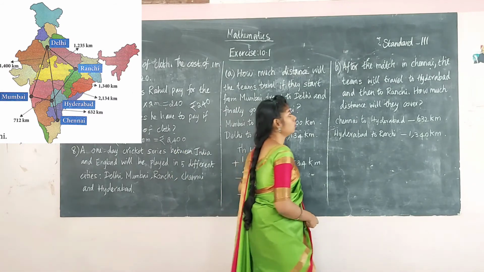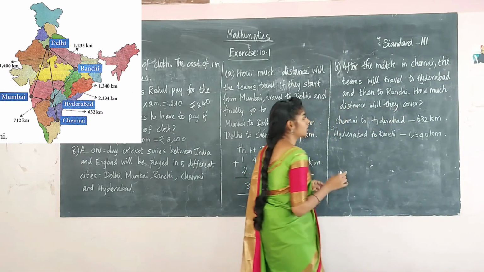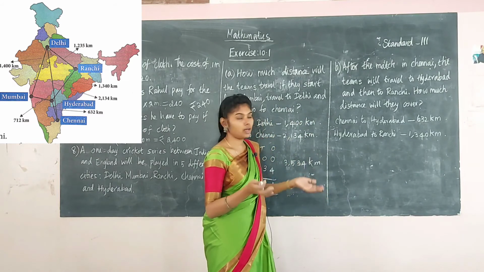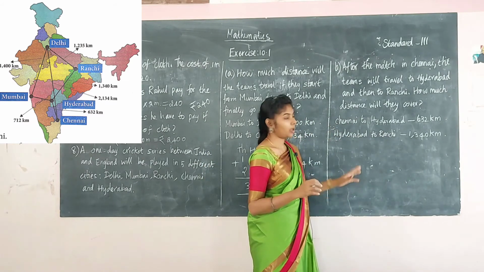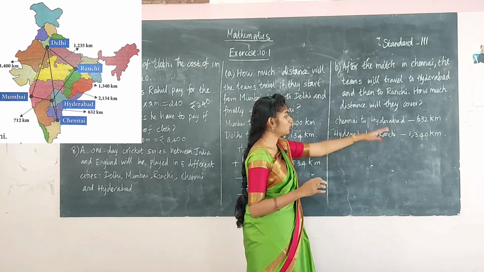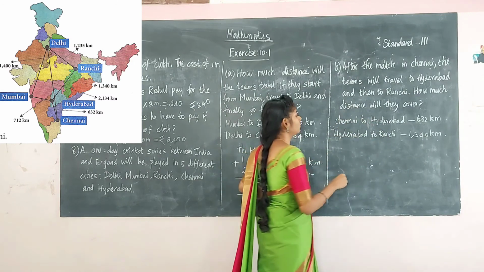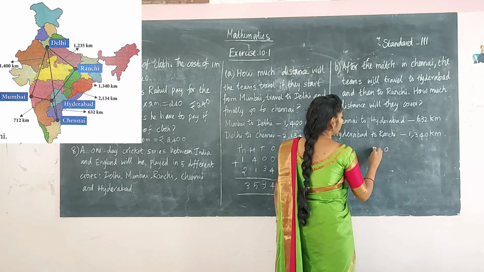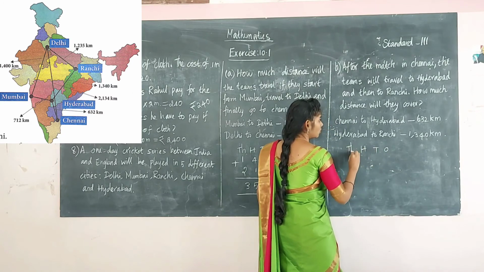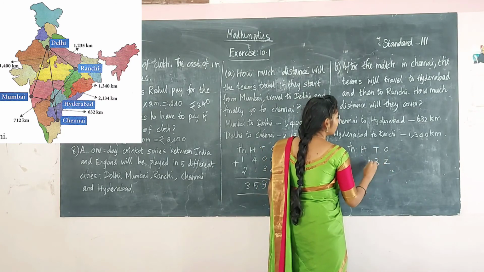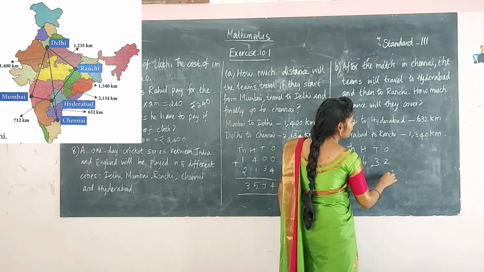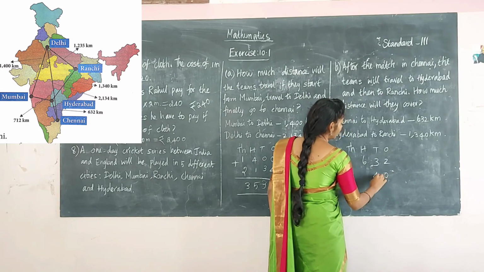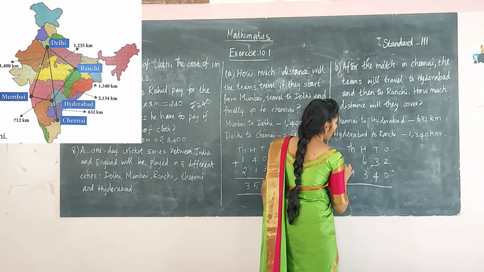Okay. So now how much distance will they cover? Here also the same thing, how much they will cover. From Chennai to Ranchi they came, from Chennai to Hyderabad and Hyderabad to Ranchi. So this distance, how will you find? You have to add those numbers. Ones, tens, hundreds and thousands. 632 and 1340. So now add those two numbers.